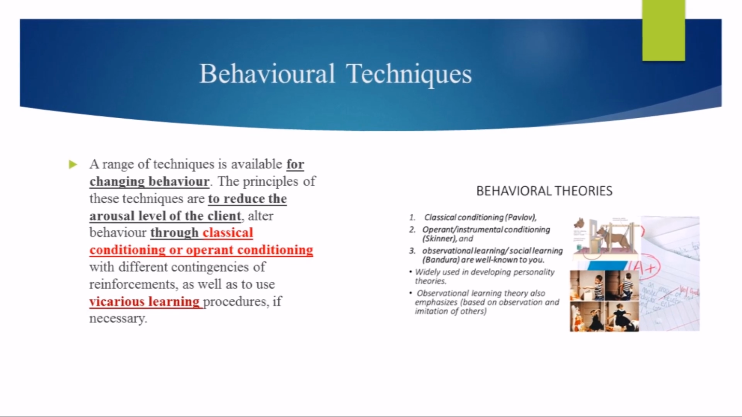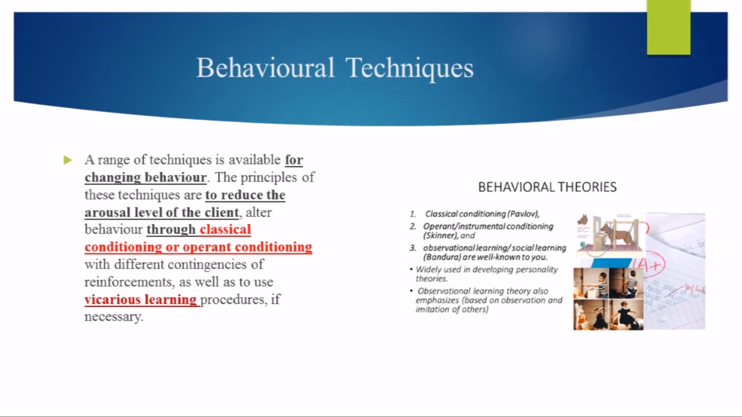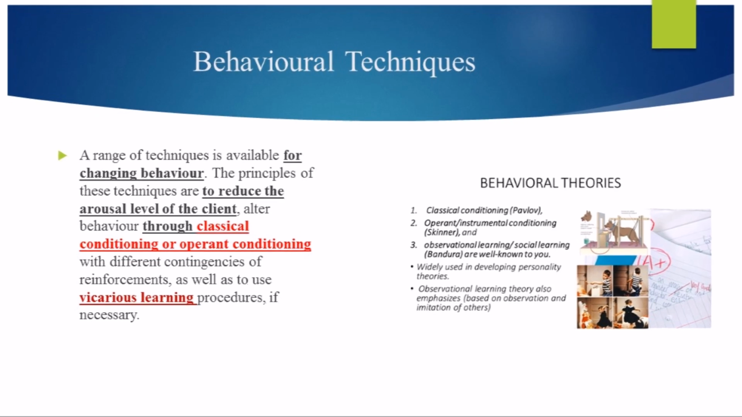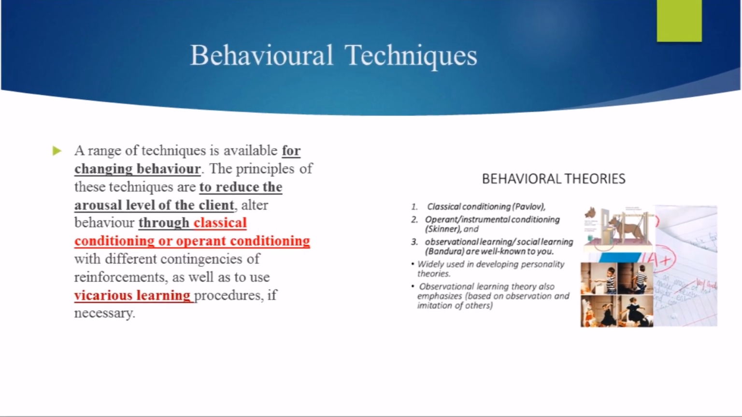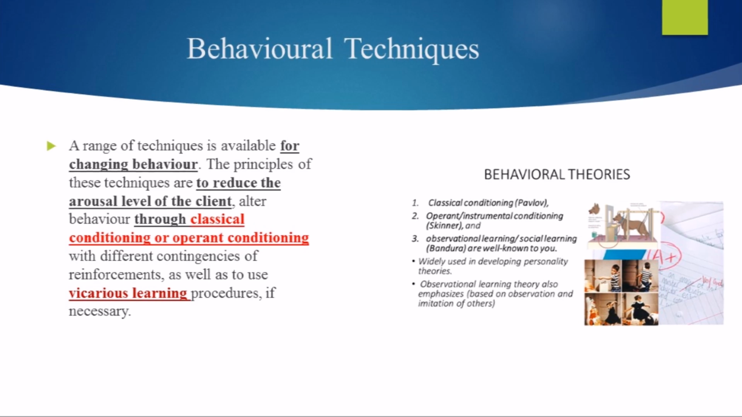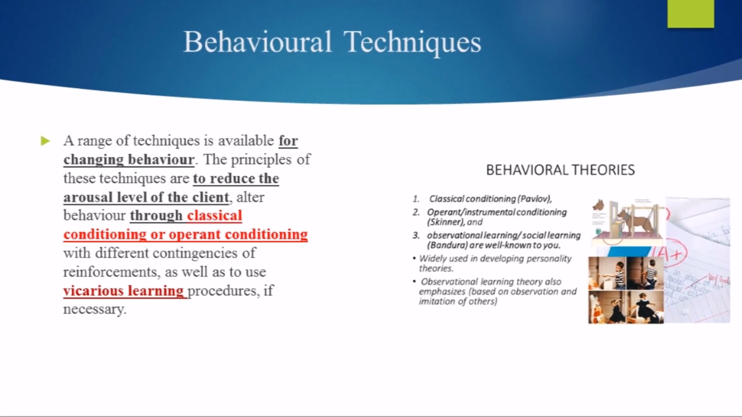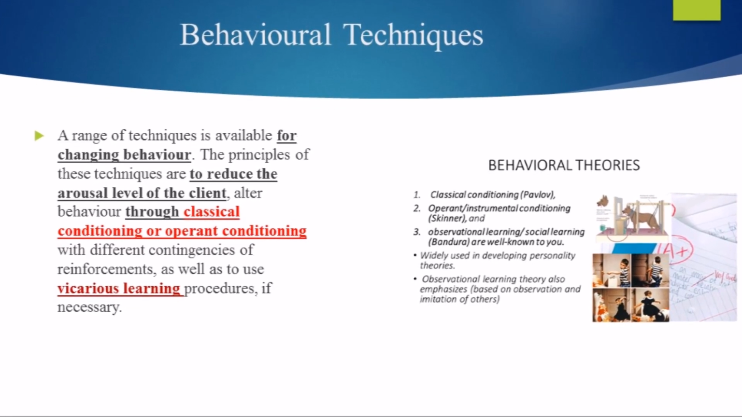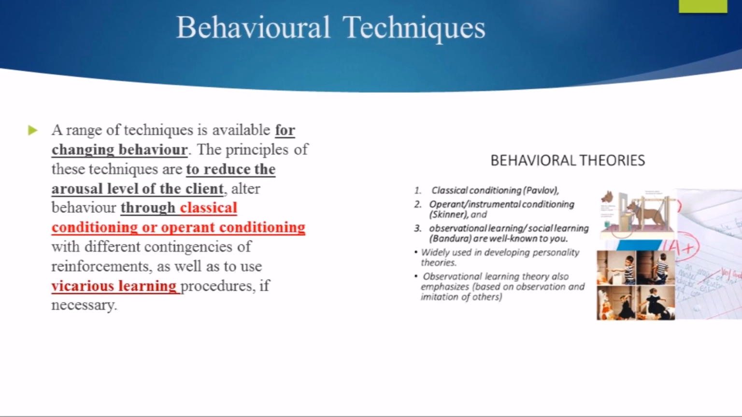Behavioral techniques. In therapy, a wide range of techniques are available for changing behavior. The primary aim of these techniques is to reduce the arousal level of the client and alter behavior through classical or operant conditioning, with different reinforcements. Vicarious learning procedures are also used if necessary.